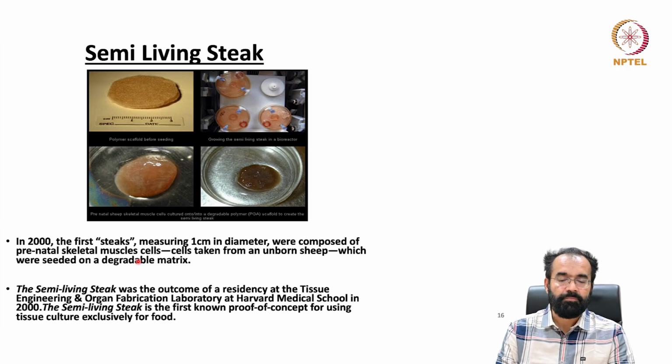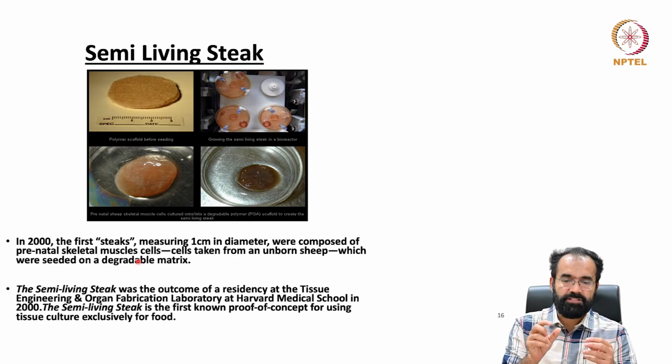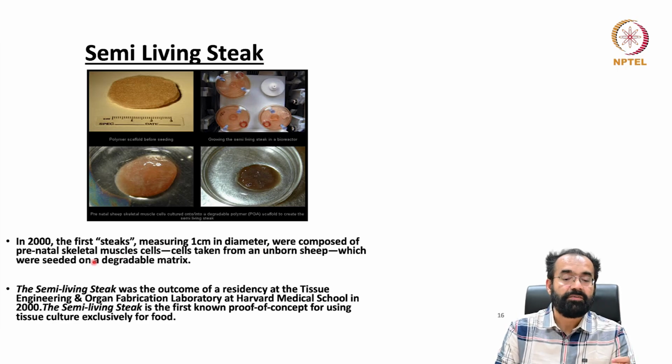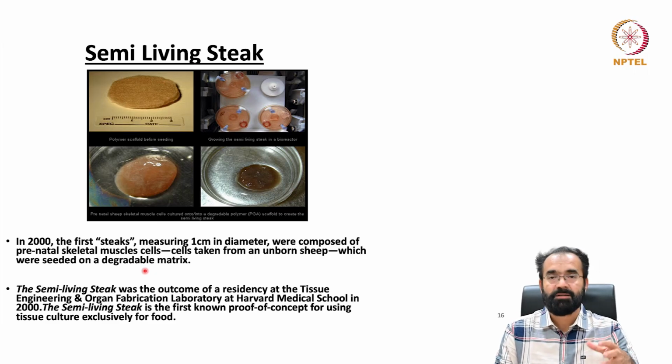So what they did was, they took a small piece of steak, which people eat as food, around 1 centimeter in diameter, that was composed of prenatal skeletal muscle cells. So from an embryo, the skeletal muscle cells were taken from an unborn sheep, which were then seeded on a degradable matrix. So skeletal muscles are growing onto that matrix, which is basically a scaffold.